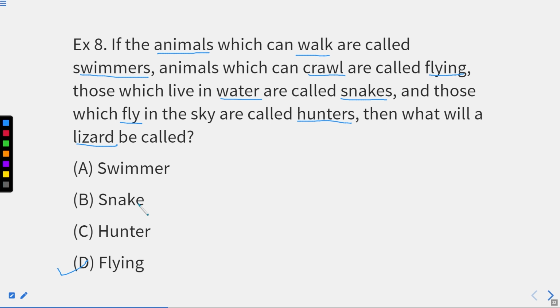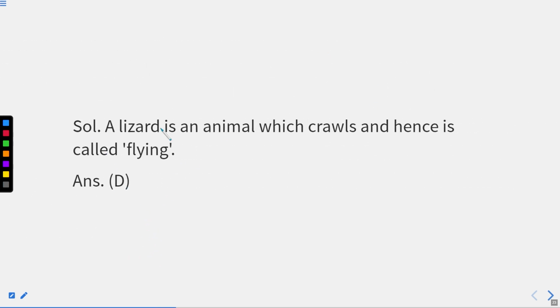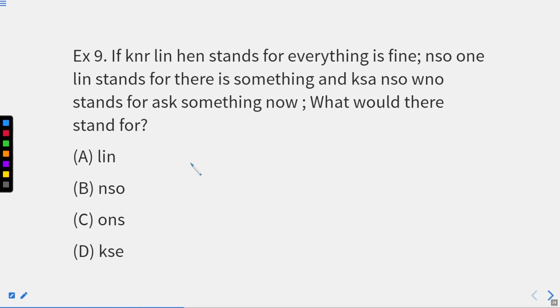I hope this question is very clear. It is a simple reading question. You need to understand what the animals that crawl are coded as. So the animals that crawl are coded as flying here in this question. So our answer will be D, that is flying. This is again the answer part. Okay. Now, next question. Next concept, we'll learn it.